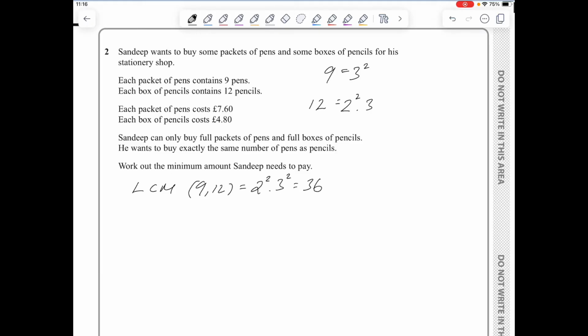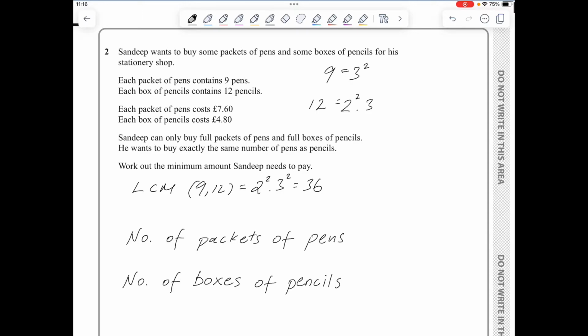to 36. So now I can find the number of packets and number of boxes of pens and pencils respectively. To do that, I'll just divide the lowest common multiple by 9 and 12. So for the pens, 36 divided by 9 is equal to 4. And for the pencils, I've got 36 divided by 12 equals 3. So I've got 4 packets of pens, 3 boxes of pencils.